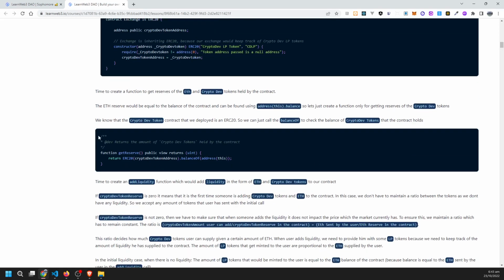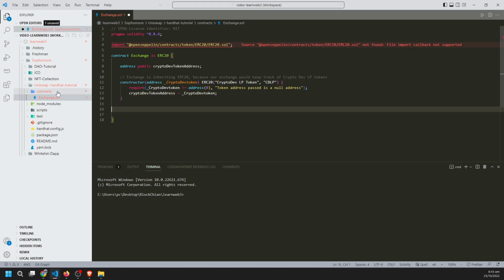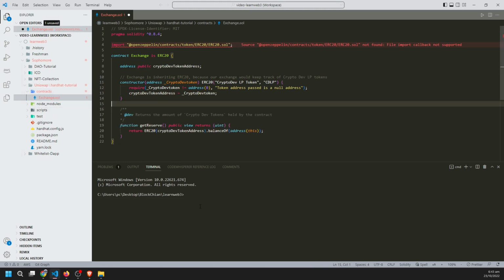So let's create a function getReserve. So here we are returning the balance.